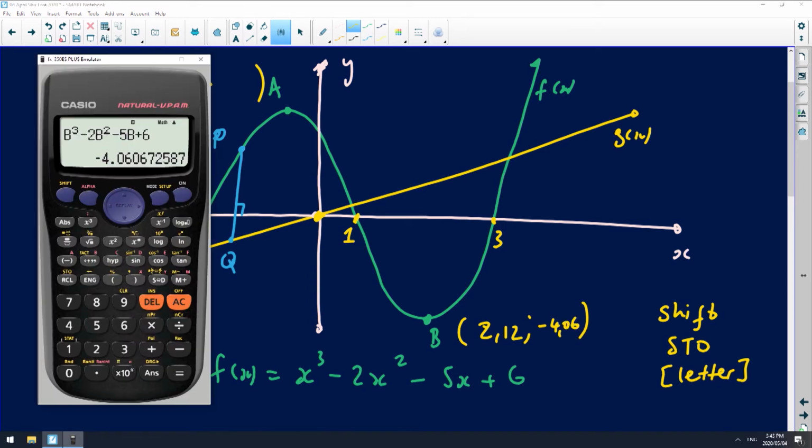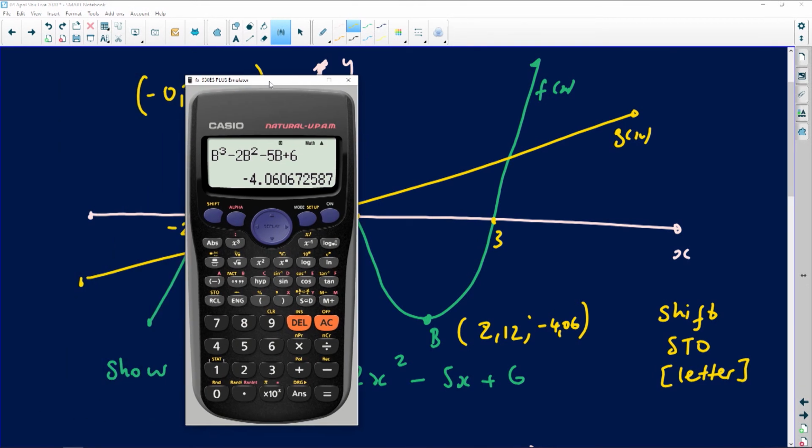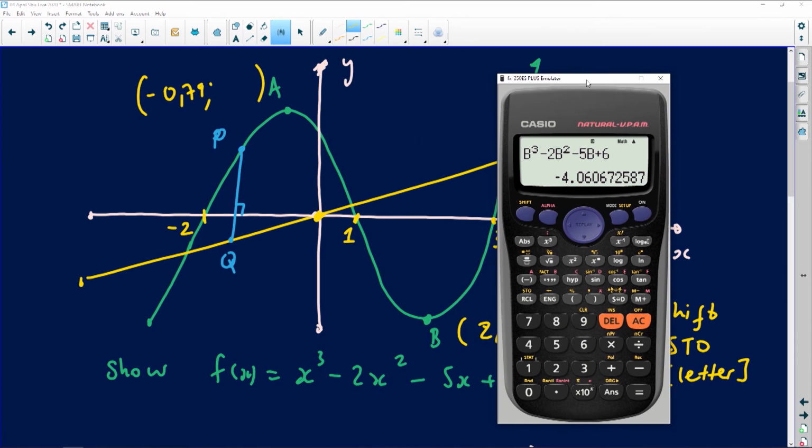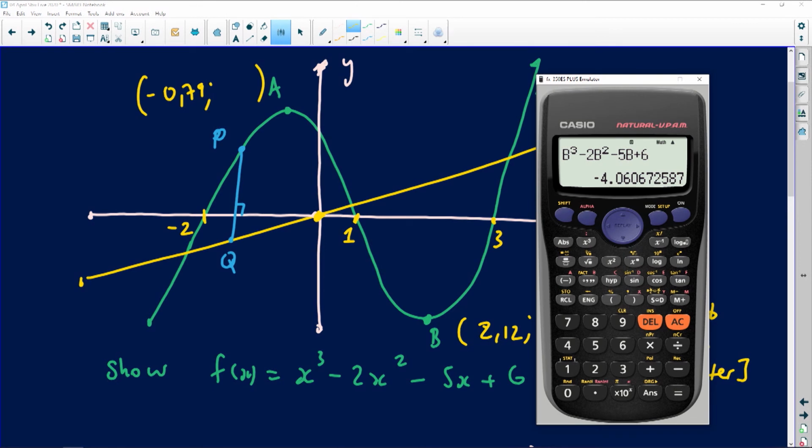And then I'm going to go to the second one, alpha A now. I know that in point A, the x coordinate is minus 0.79. I want to find the corresponding y value, so we need to substitute into the original. But what answer do we want to substitute? The answer inside alpha A. If you press equals, you will see the answer inside alpha A is still negative 0.79.